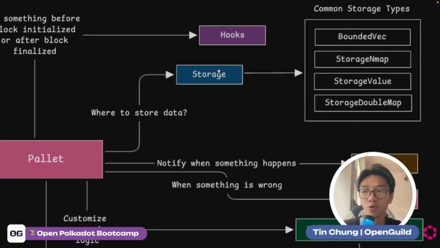The first one is the storage. A pallet, similar to a smart contract, also needs its own storage. The storage in the pallet has different common storage types. The first one is the bounded vec, a vector that is bounded to a specific length. Another one is the storage map, a storage that has a key mapping to one specific value. The storage value is like a constant, a single value, or we can also call it a scalar. The storage double map is a storage map that has two keys mapped to one value, and we're going to see it in the real code later.